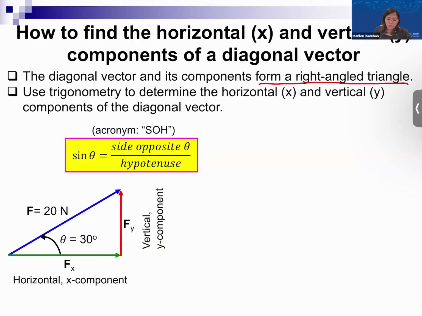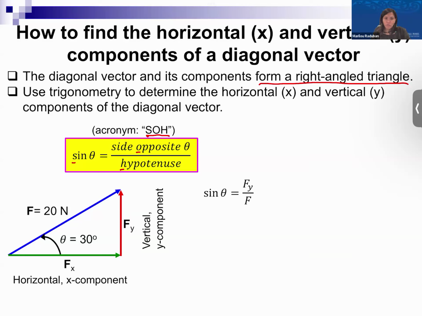There's this rule that says that the sine of the angle of a right-angled triangle is equal to the side opposite that angle divided by the hypotenuse of the right-angled triangle. I usually use the acronym SOH. SOH stands for sine theta is equal to opposite divided by hypotenuse.